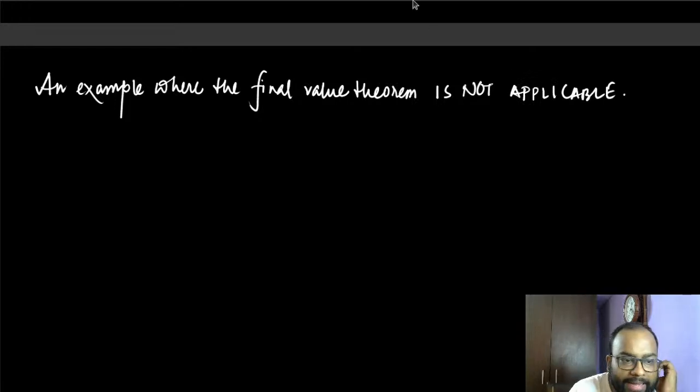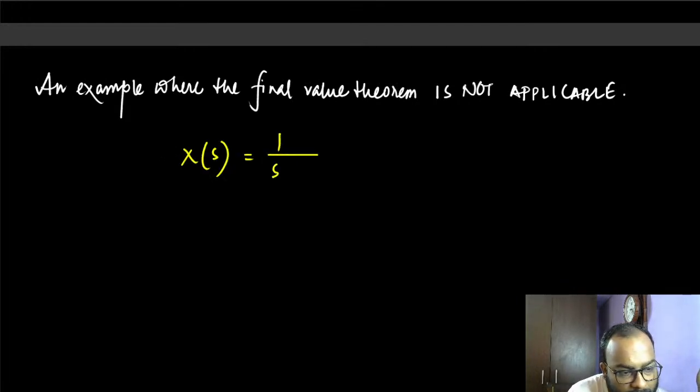Okay, the example is a very simple one: X(s) is 1 by (s minus 1). You might see this and think, oh, that's a very silly, simple example. Okay, let's apply the final value theorem. I am asking you to calculate x(infinity). Now what is x(infinity)?